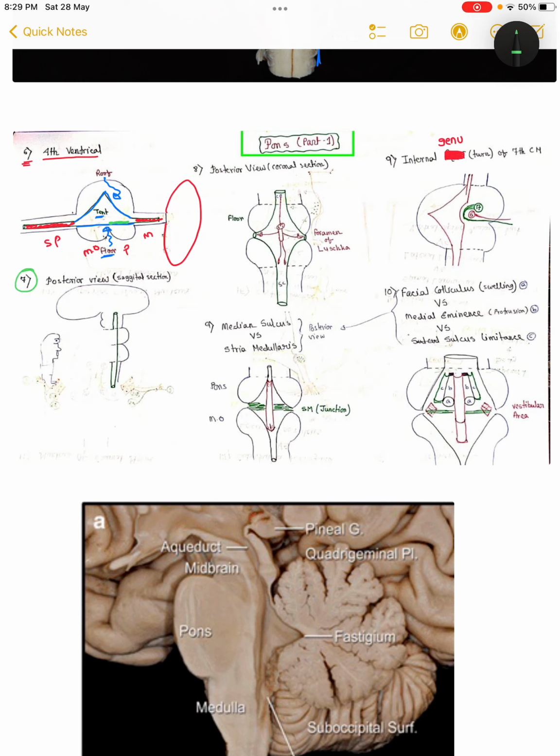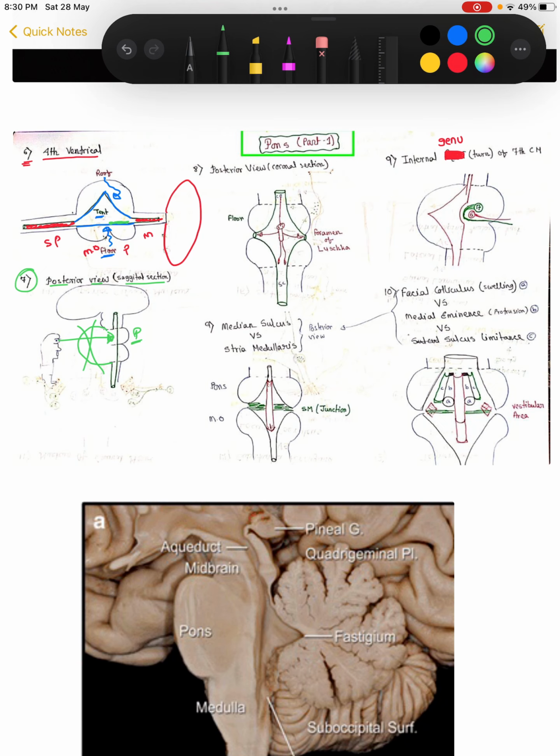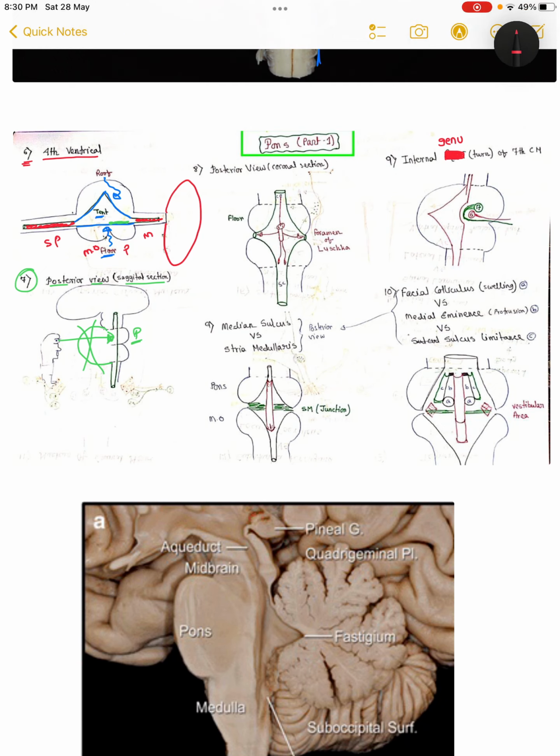Now see, in the seventh, the posterior view in the sagittal section. If you want to see the posterior wall of the pons, you have to remove this structure, right? Then you can easily visualize the posterior wall of the pons. Now let's move forward. For instance, think we removed the cerebellum. Now you are going to see the posterior view in the coronal section.